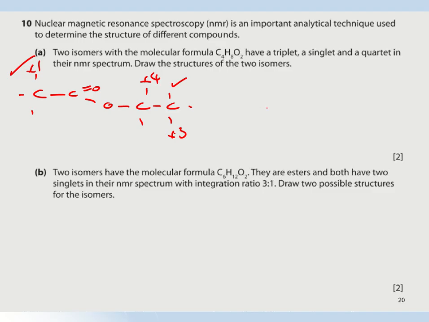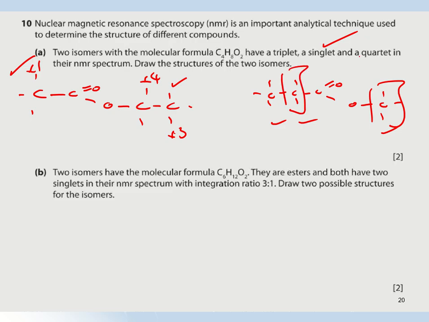Let's go and have a look at another one. So let's turn it to this. See how that leaves us. Again, we have 1, 2, 3 signals. This is going to be a singlet, so that's okay. This one's going to be a quartet, that's okay. And this one's going to be a triplet. There you go. Those are your 2 possible answers.